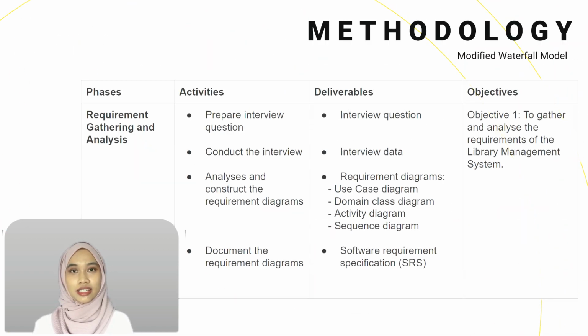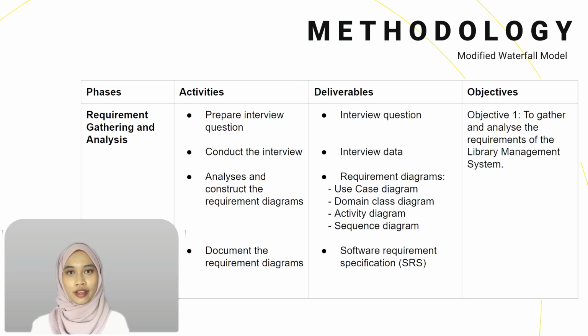For the methodology in this project, I use the modified waterfall model. There are three phases in this model, which are requirement gathering and analysis, system design, and system implementation. The activities involved in requirement gathering and analysis are as shown in the table. The outputs of the phase are interview questions, interview data, requirement diagram, and SRS. And the objective for this phase is to gather and analyze the requirements of the library management system with email notification.